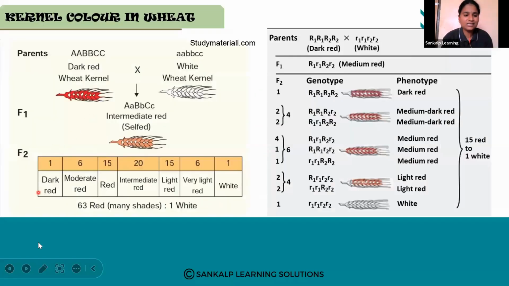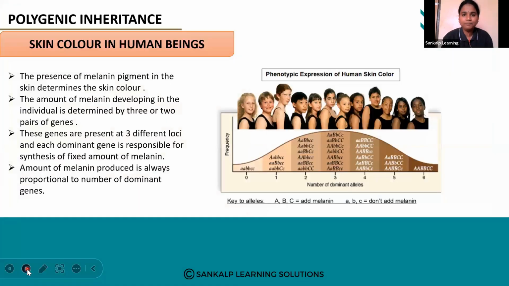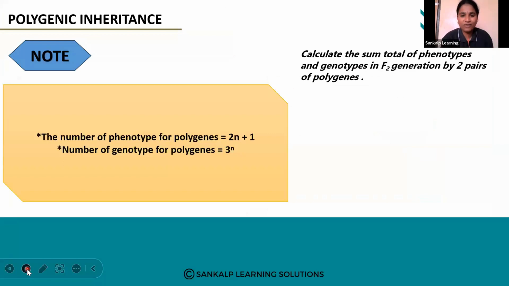Here we have 3 pairs of genes, the kernel color of wheat. So what is the number of phenotypes? 2 into 3 is 6. 6 plus 1 is 7 phenotypes. Similarly, number of genotypes for polygenes is 3 raised to 3 pairs, that is 27. Okay, fine. So like this, we have to calculate the polygenic inheritance.